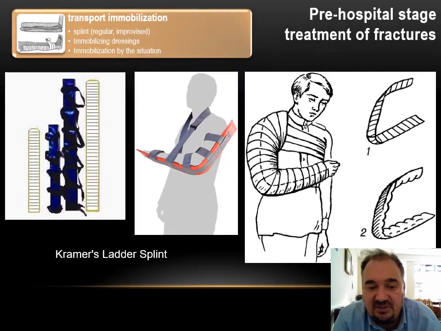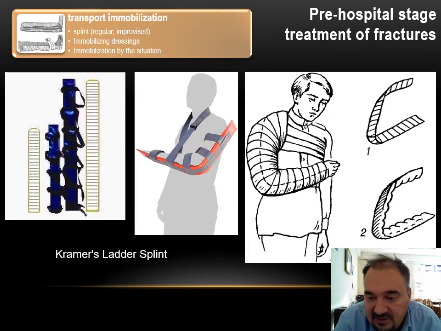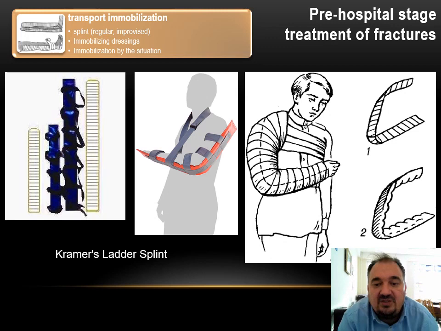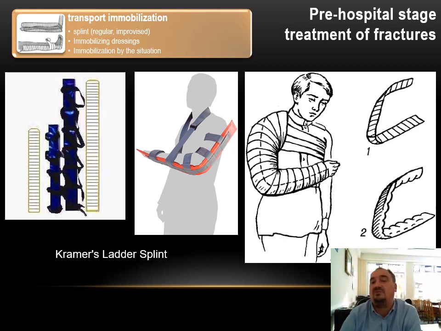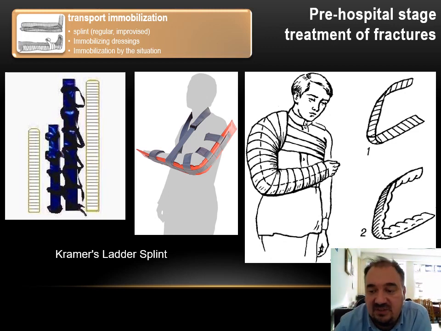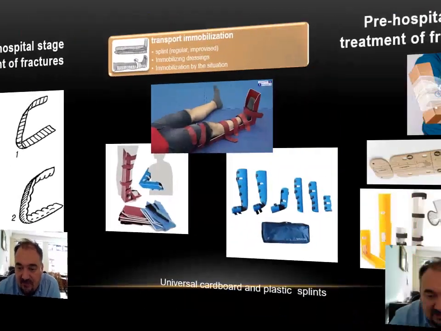Kramer's ladder splint. The splint is made of steel wire, presented here in these pictures. The splint is quite convenient because it can be modeled. It can be folded one with another. It can fix the upper limb at different angles, in different positions of the upper limb, the lower limb. Therefore, this splint is extremely convenient. It is not cheap, and now you can't find it everywhere.